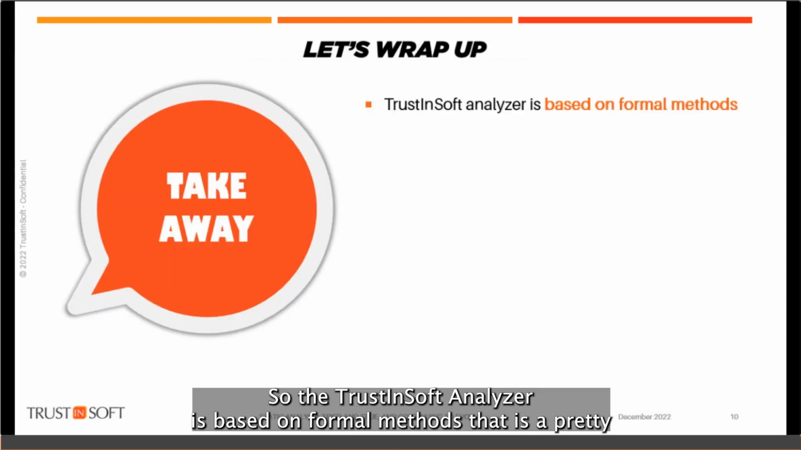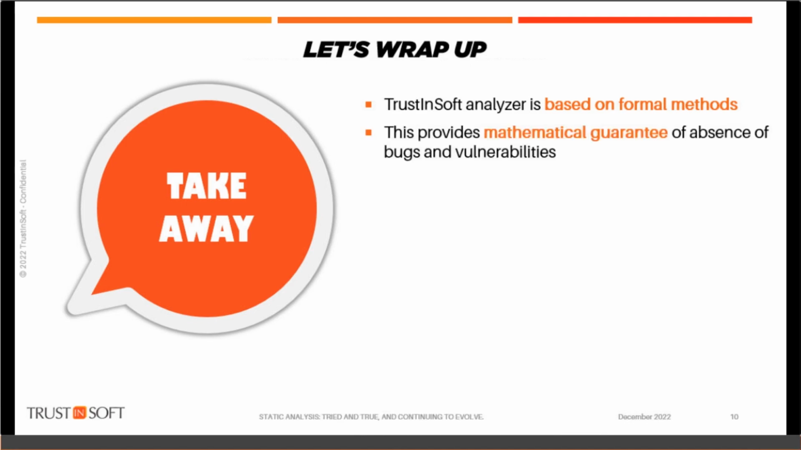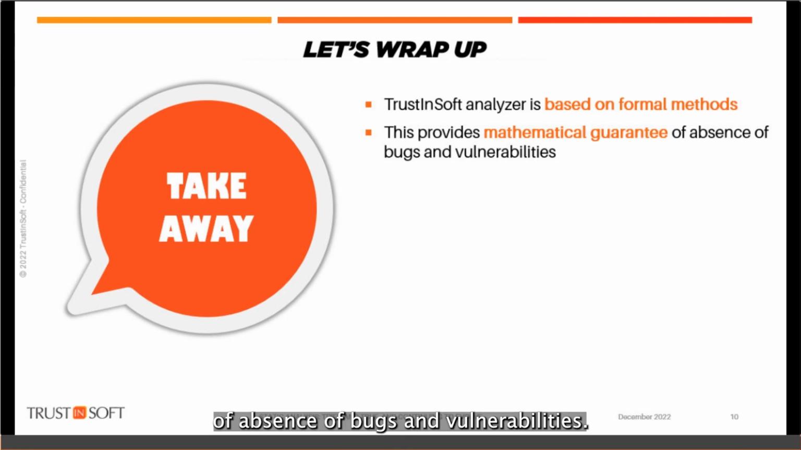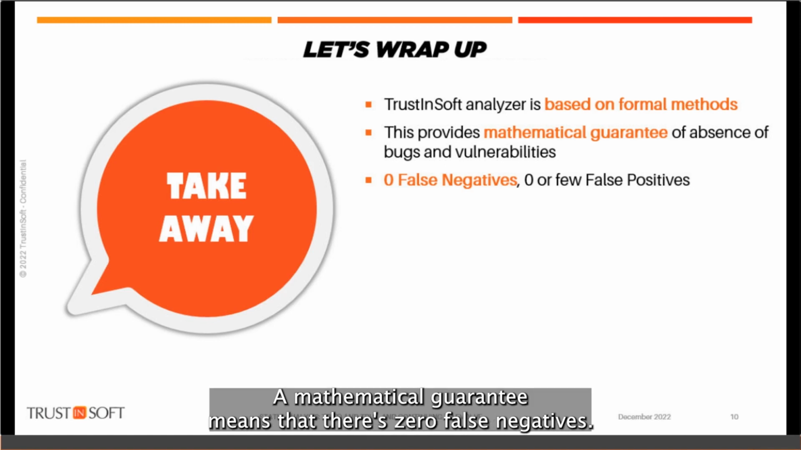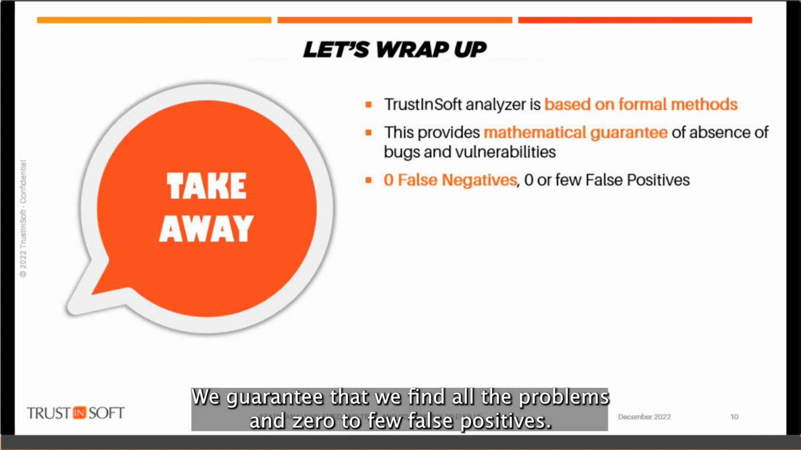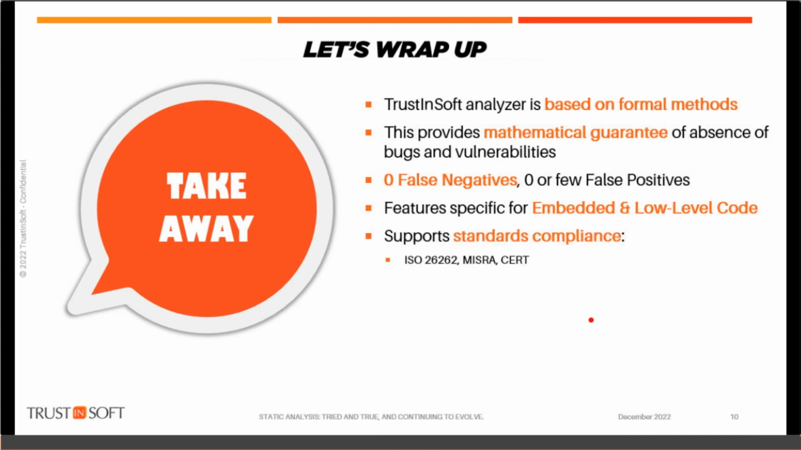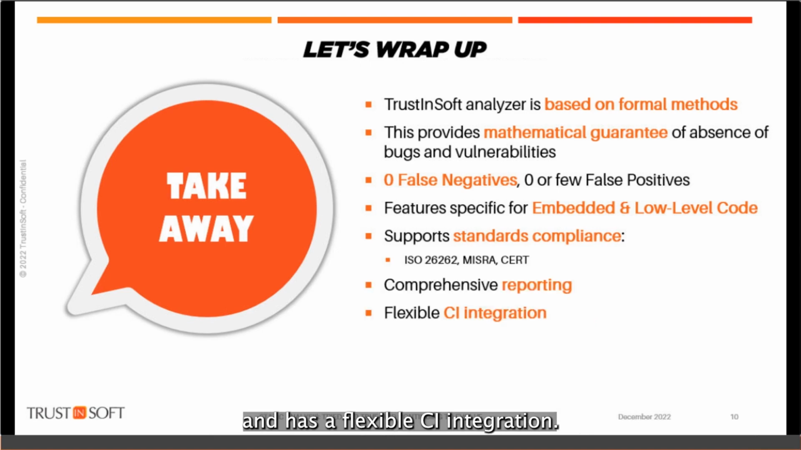I'll wrap up. So the TrustInSoft Analyzer is based on formal methods. That is a pretty, let's say, unusual technology that provides mathematical guarantee of absence of bugs and vulnerabilities. Mathematical guarantee means that there's zero false negative. We guarantee that we find all the problems, and zero or few false positives. It has features that are specific for embedded and low-level code. It supports standards, provides also comprehensive reporting, and has a flexible CI integration.